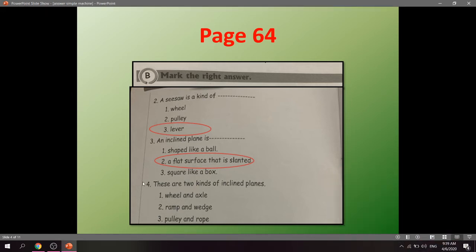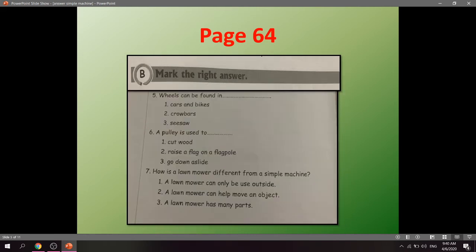Okay. Number 4. These are 2 kinds of inclined planes. So you have to choose which 2 are inclined planes. Is it wheel and axle, ramp and wedge, pulley and rope? Which one is which here? 1 or 2 of those are inclined planes. Exactly, ramp and wedge.